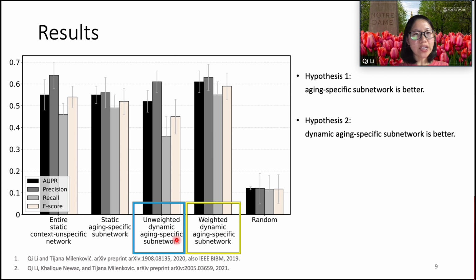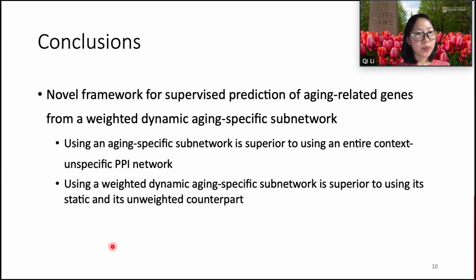So, hypothesis 2 holds. Finally, by comparing the weighted dynamic age-specific subnetwork to its unweighted dynamic counterpart, we can get the effect of the weight component. Indeed, the weighted dynamic subnetwork performs better than the unweighted one in terms of all four measures. So, hypothesis 3 holds. To summarize again, we proposed a novel framework for the supervised prediction of age-related genes from a weighted dynamic age-specific subnetwork. We confirmed that using an integrated age-specific subnetwork is superior to using an entire context-unspecific PPI network. And using a weighted dynamic age-specific subnetwork is superior to using a static counterpart as well as an unweighted counterpart.